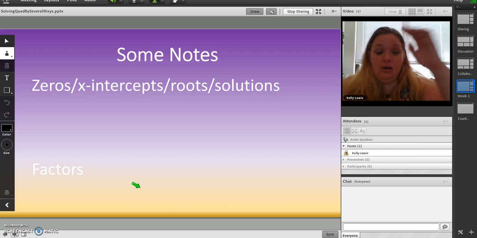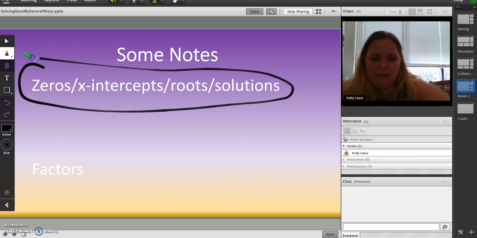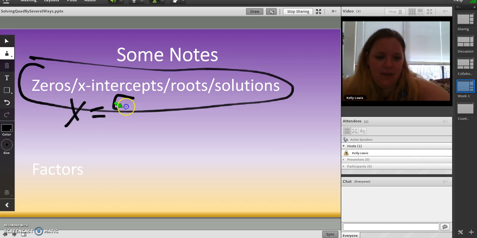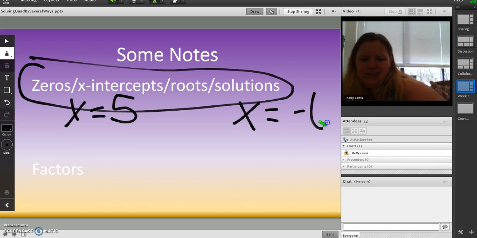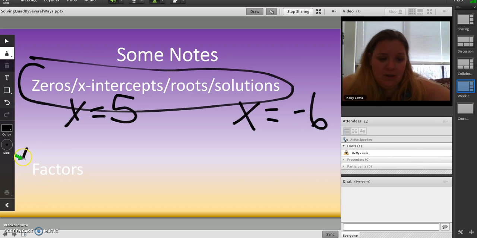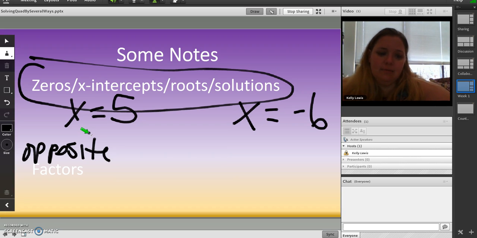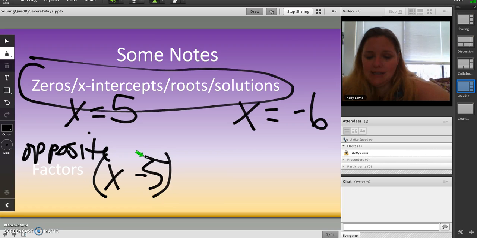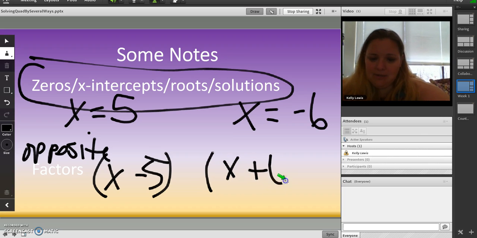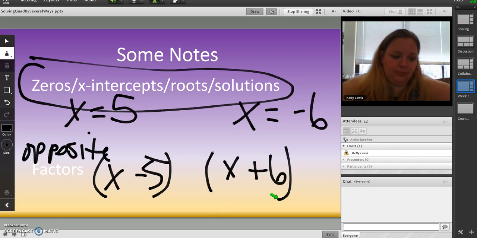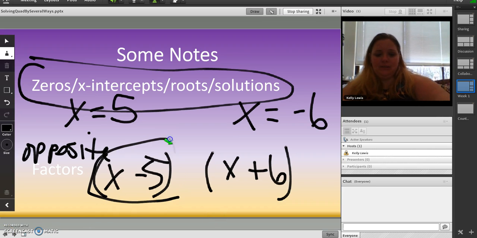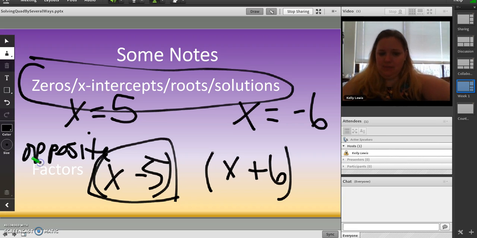All right, some notes. All these things, zeros, x-intercepts, root solutions, those mean the same thing. Like, I don't know, x equals 5, x equals negative 6, all right? Factors are opposite. And we discussed that earlier. So if the zero was x equals 5, then the factor would be x minus 5. If the zero or solution or x-intercept or root was x equals negative 6, then the factor would be x plus 6, because they're opposite. And they're opposite because we set this guy equal to 0 and then we solve it. And when you solve it, you use the opposite operation, hence opposite.